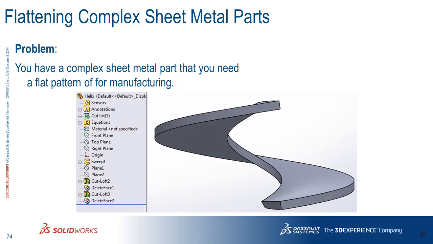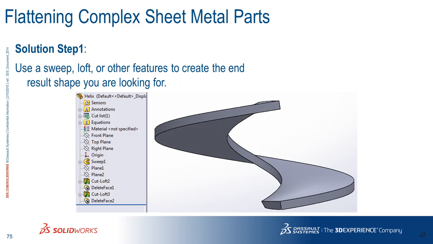Next one that we got here is flattening out complex sheet metal parts. So we got a complex sheet metal part. We need to flatten that guy out for manufacturing. How do we go about doing that? So what we do, we start off, we use a sweep, loft, whatever other features you need to create the end resulting shape that you're looking for. So we want to get the end result first. It's not going to be a sheet metal part yet at this point in time. And we can see we got some cuts, some lofts, some sweeps in there, all sorts of different operations.